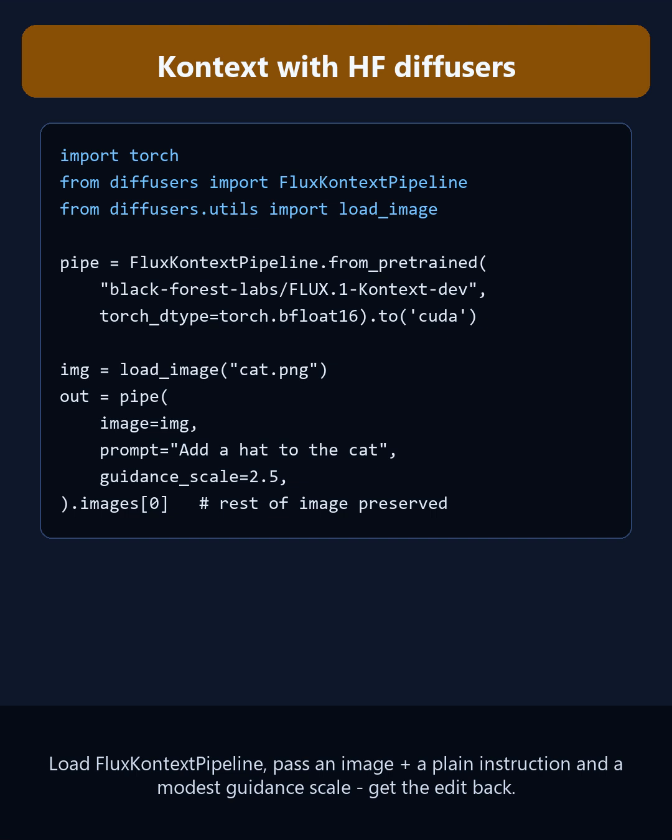Now the code with Hugging Face diffusers. It is short. You load the Flux Kontext pipeline from the Kontext Dev weights, pass your input image plus a plain instruction like add a hat to the cat, and set a modest guidance scale. Out comes the edited image. Note the pipeline needs a recent diffusers, and Dev ships with an integrity safety checker you are expected to keep on.